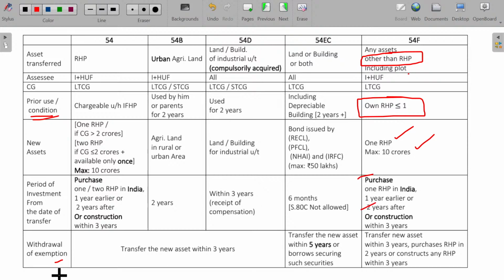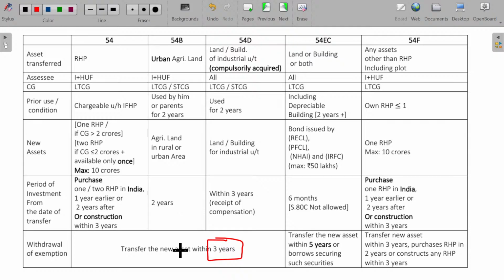Then what about the final withdrawal condition? The same condition like 3 years. What is that? The newly purchased residential house property will not be sold within 3 years. Not only that, one more condition is there. You need to have maximum one house property before this. After enjoying 54F, if you purchase two house properties, then it's a violation.